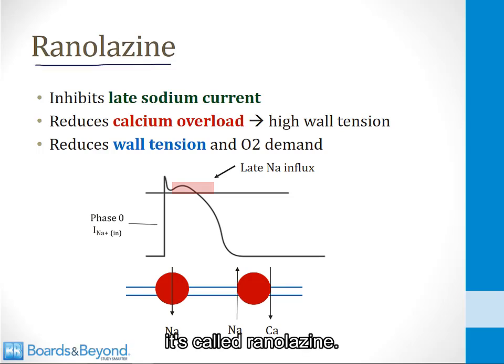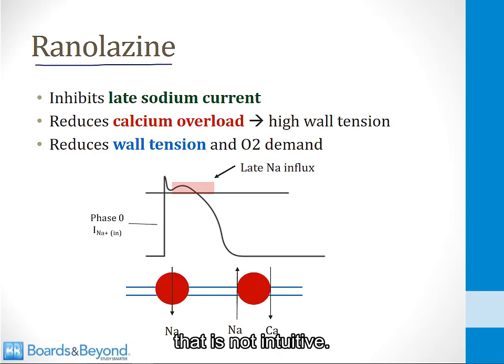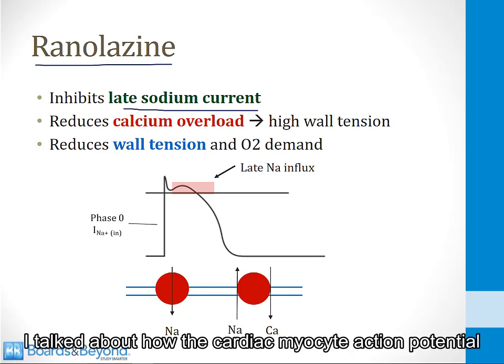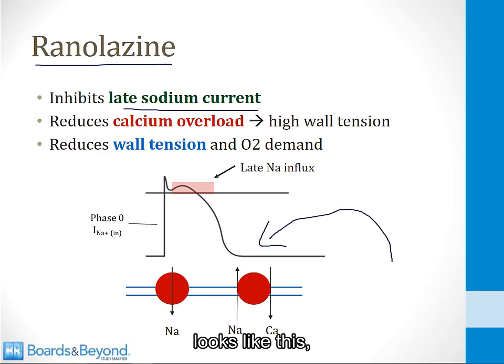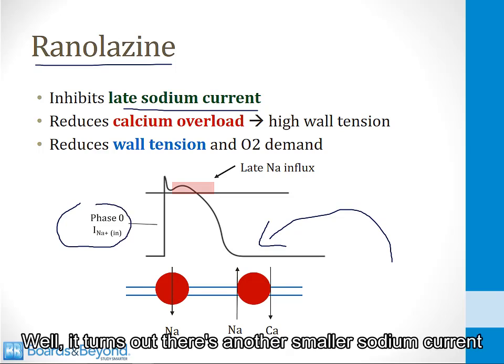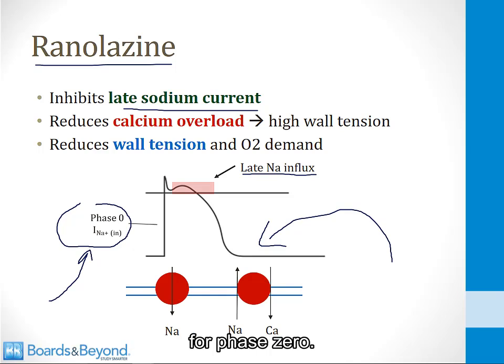It's called ranolazine. It has a very peculiar mechanism of action that is not intuitive. Ranolazine inhibits something called the late sodium current. So in the video on action potentials, I talk about how the cardiac myocyte action potential looks like this and how phase 0 is caused by an inward sodium current. Well, it turns out there's another smaller sodium current that also occurs in myocytes called the late sodium current. It's different from this one that's responsible for phase 0.